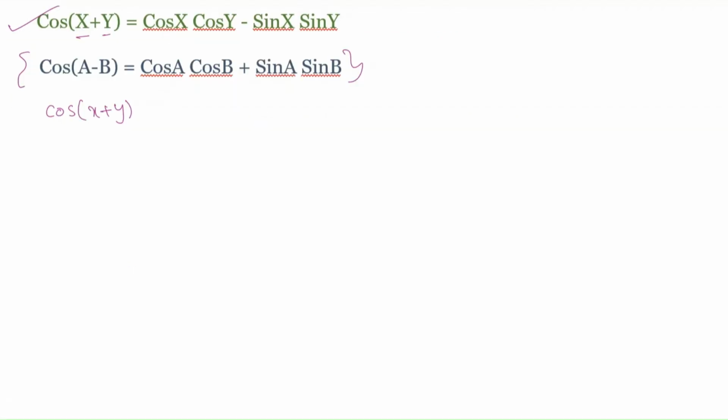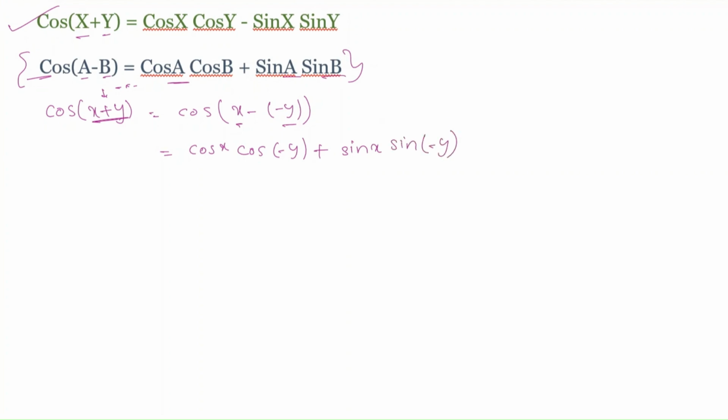Now for cos of x plus y. So x plus y can be written as x minus of minus y. So this can be written as cos of x minus of minus y. When we compare with the formula here, in place of A we have x and in place of B we have minus y. So just substitute the values. In place of A here it's x. Cos B means in place of B we have minus y. Again plus sin A, in place of A again x, sin B, in place of B we have minus y.